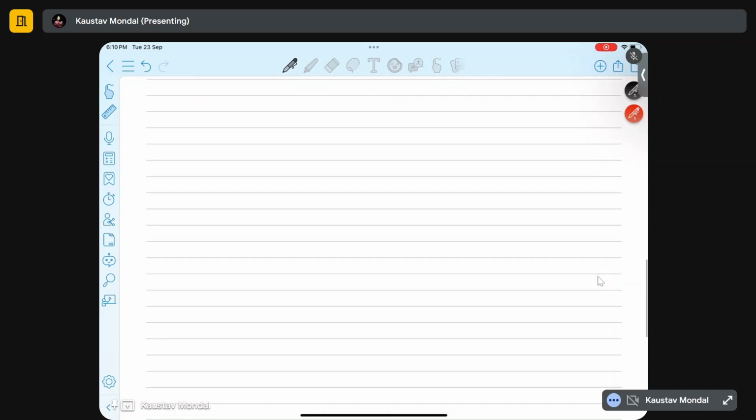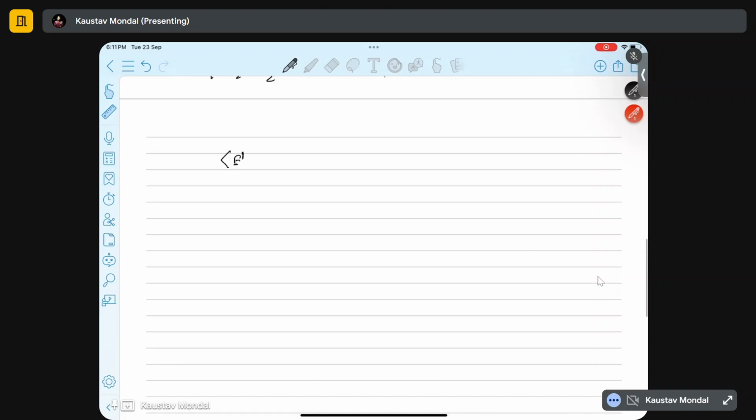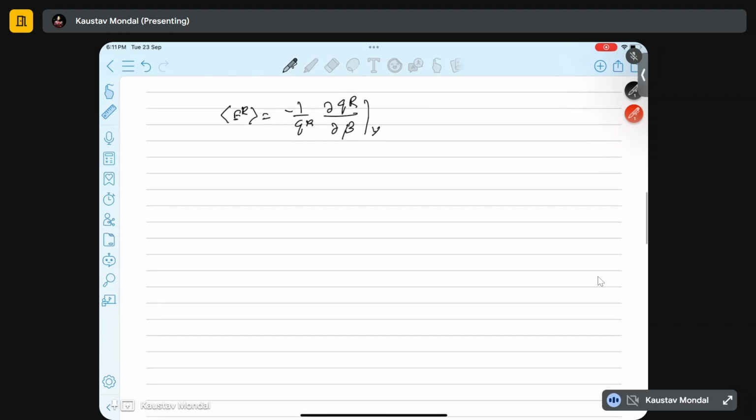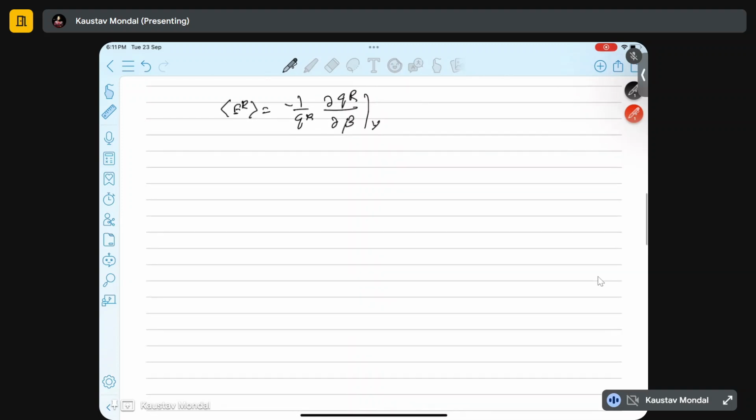Similarly, next comes the rotational part. So rotational would be E_R, similarly 1 by q_R into del q_R by del beta at constant volume, right? Now similarly here the q_R expression, we have a very cumbersome expression. It looks like this. q_R is 1 plus 3 e to the power minus 2 beta hcB plus 5 e to the power minus 6 beta hcB, dot dot dot. This is basically a series.